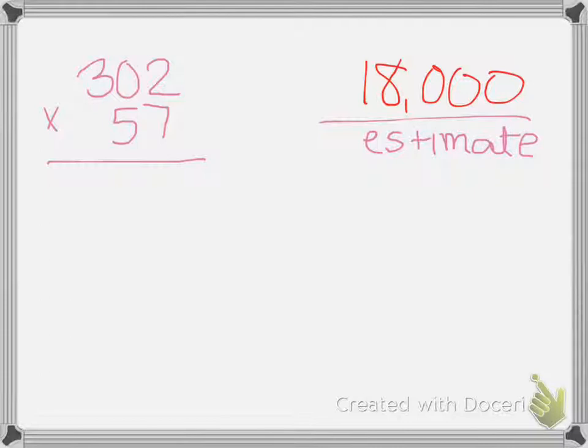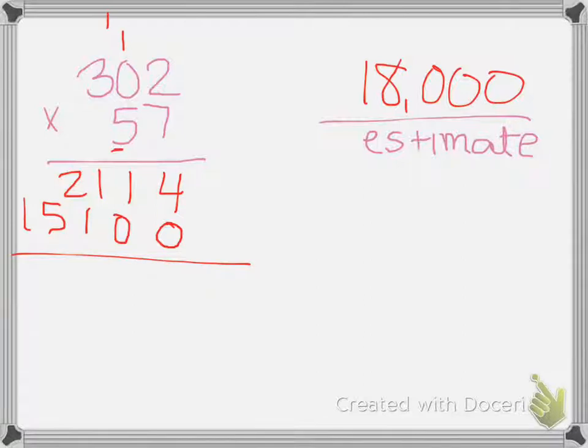So if we start at our ones, we have 7 times 2, which is 14. Carry the 1. 7 times 0 is 0, plus 1. 7 times 3 is 21. Now before we move on to the tens place, we have to put our 0. 5 times 2 is 10. Carry the 1. 5 times 0 is 0, plus 1 is 1. 5 times 3 is 15.